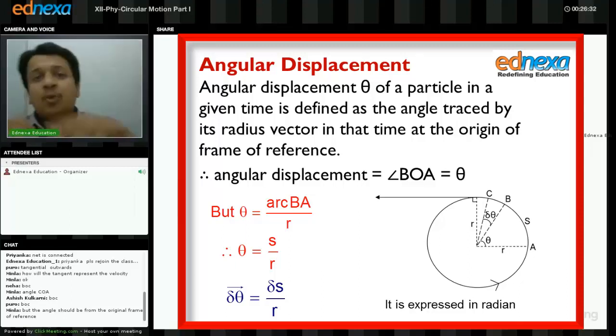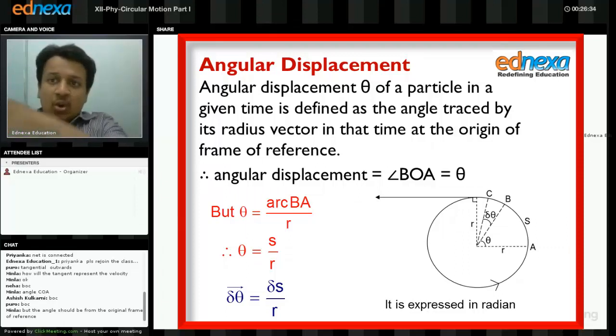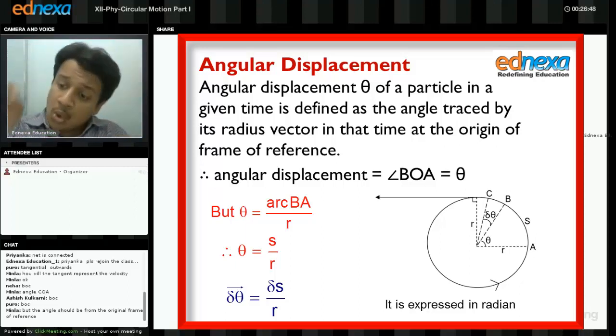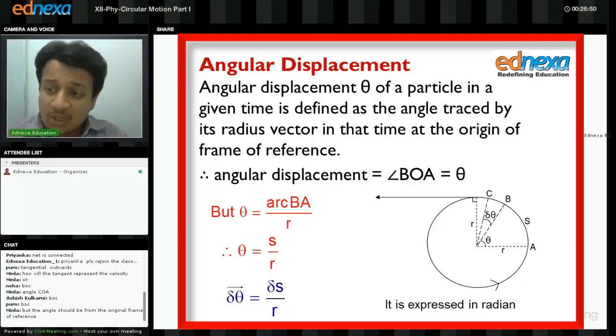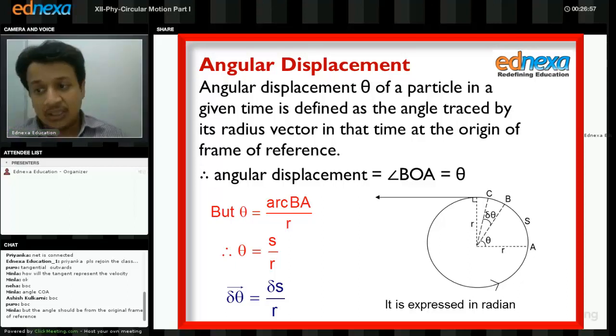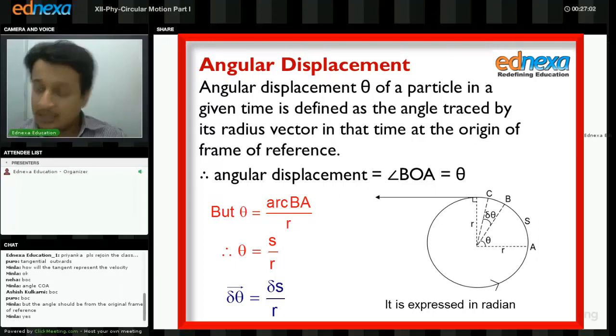So if you are present at point O, then initially OA is the radius vector. It is going to cover BOC. Now for you, the initial distance is this, COB. So O is the frame of reference. OA is not the origin. What is the origin? O is the origin. Meenal, are you getting it, or do you still have any problem? Yes, okay. So I will proceed.